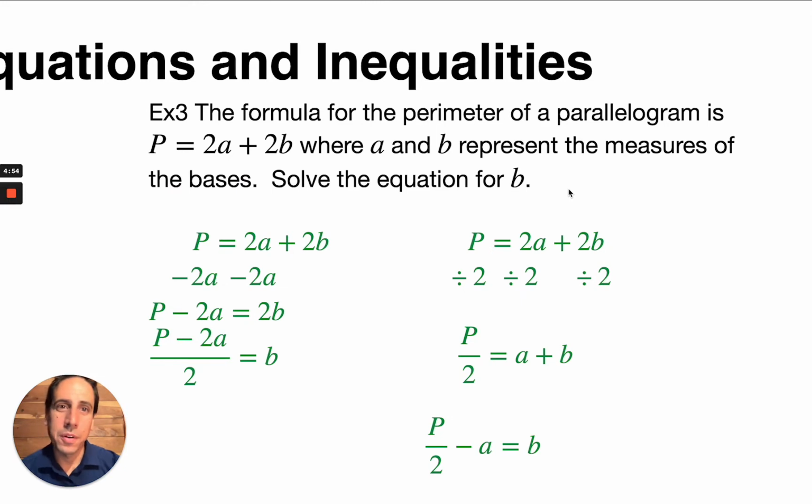Okay, so example 3. The formula for the perimeter of a parallelogram is P equals 2a plus 2b, where a and b represent the measures of the bases. Solve the equation for b. Now, there's actually lots of different ways of doing this. I'm listing out two here.